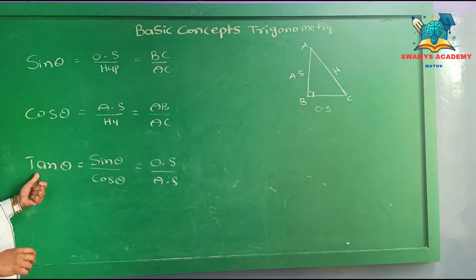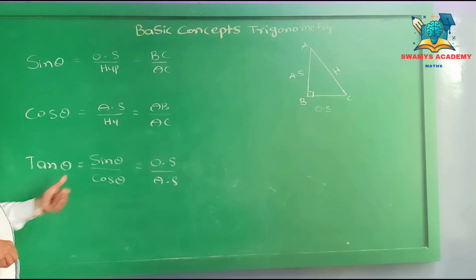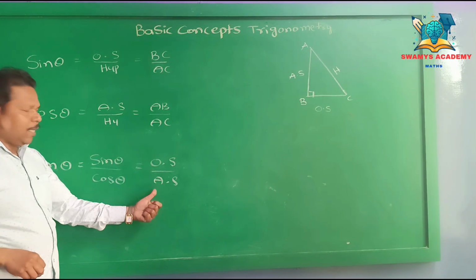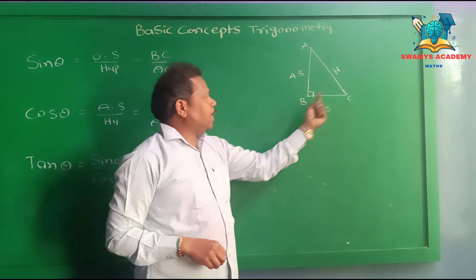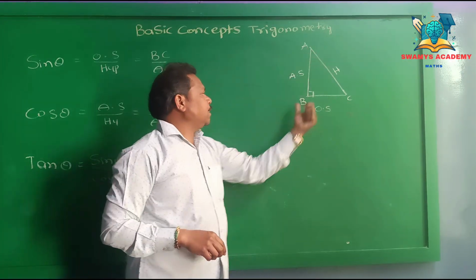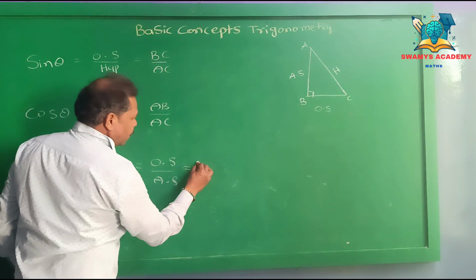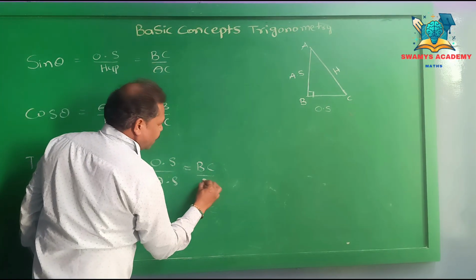Next, tan theta is opposite side by adjacent side. The opposite side is BC and the adjacent side is AB, so we get BC by AB.